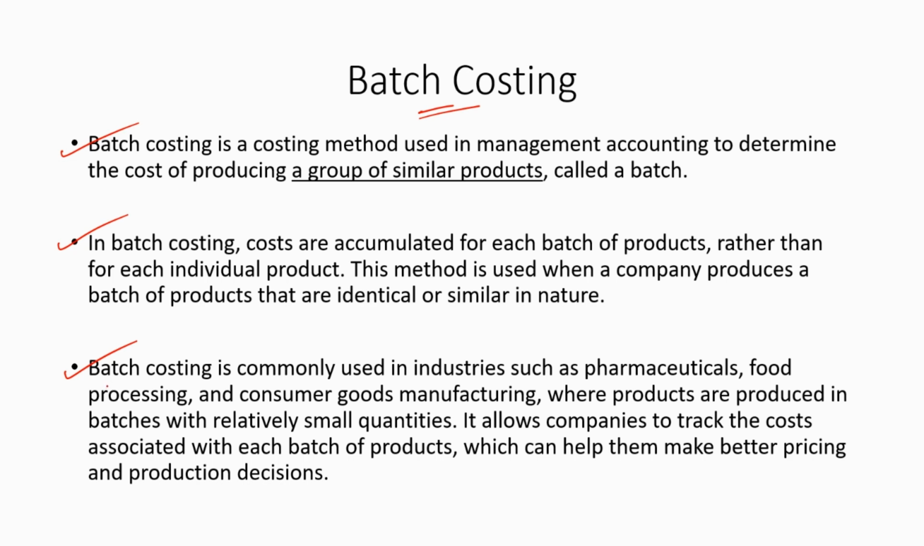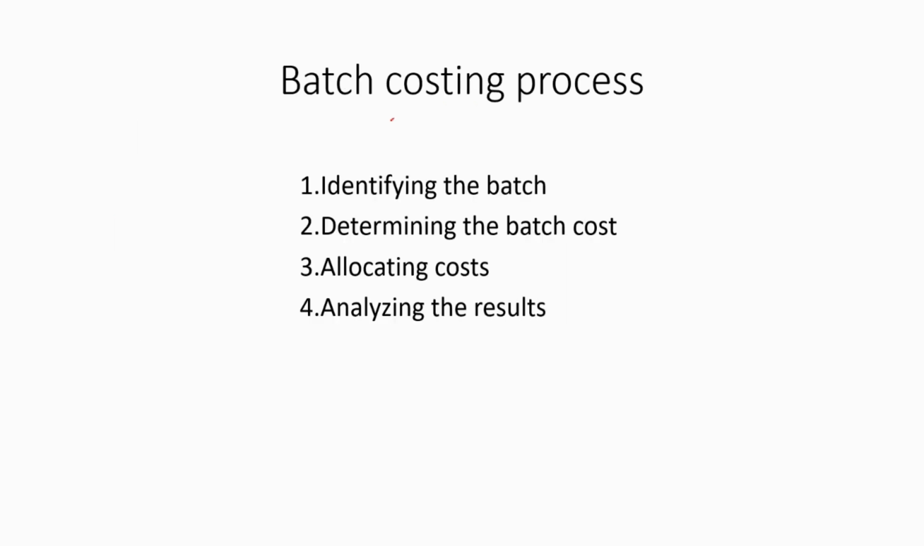It allows companies to track the costs associated with each batch of products, which can help them make better pricing and production decisions. Here are the steps to follow under batch costing. Identifying the batch. The first step is to identify the batch of products that will be produced. The batch size may vary based on the production needs of the company. Determining the batch cost. Once the batch is identified, the costs of direct materials, direct labor, and overheads are assigned to the batch. This can be done by dividing the total cost of these inputs by the number of units in the batch.